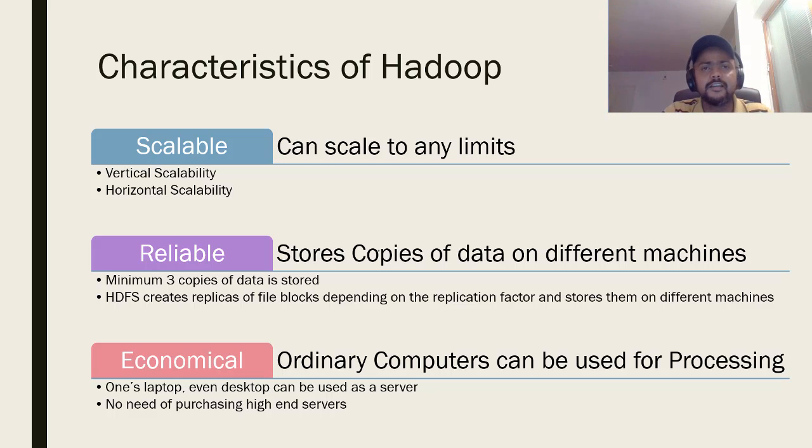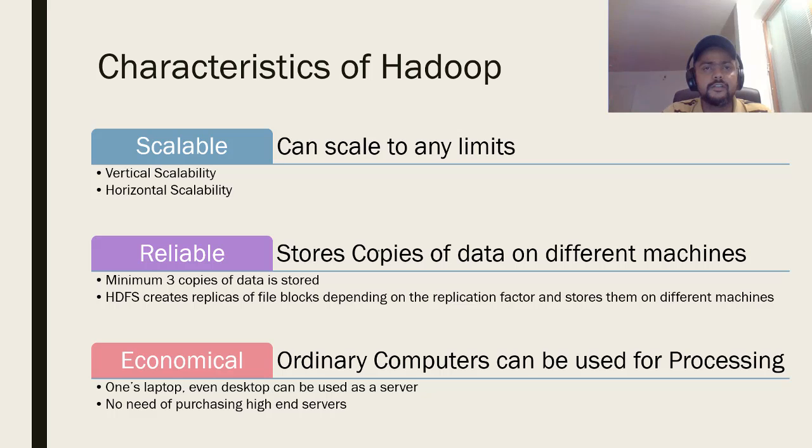So now you can see, even if one of the machines goes down, the Hadoop cluster can still access your text file from the other nodes which are still alive. The third thing is being economical, because we are using ordinary or commodity computers or nodes or servers. All of these terms mean the same thing.